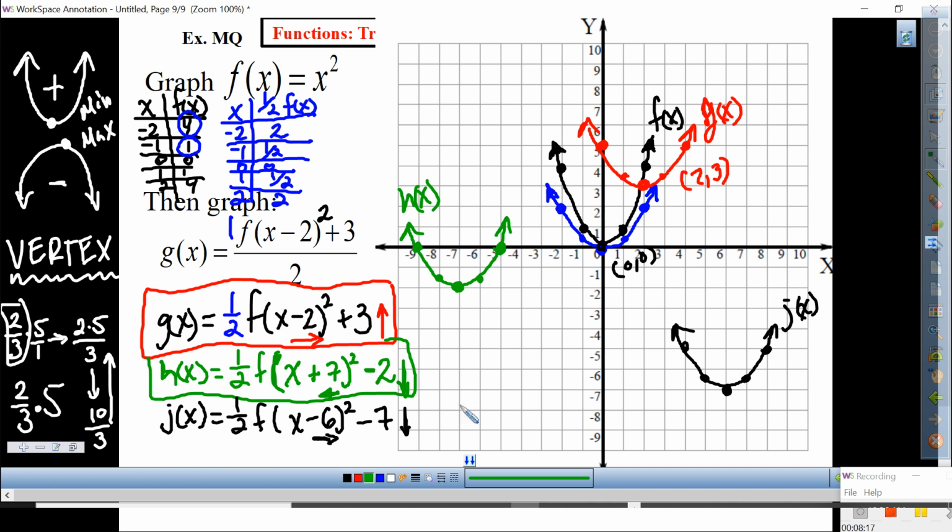What is the vertex of the green one? -7, -2. Oh yes. What is the vertex of this last one? 6, -7.